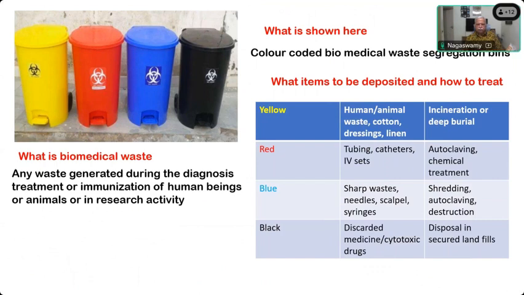Red bin for plastics, tubings, catheters, IV sets, which can be destroyed by autoclaving or chemical treatment. Blue bins for sharp waste, needles, scalpels, syringes, and glass, which is done by incineration, shredding or autoclaving. Black is for discarded medicines and cytotoxic drugs, disposed in secured landfills. So this is how they are color coded.